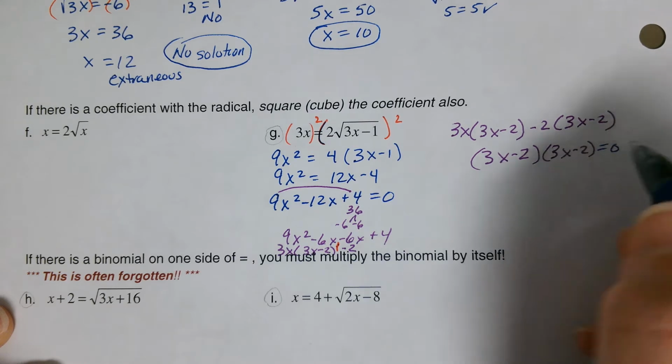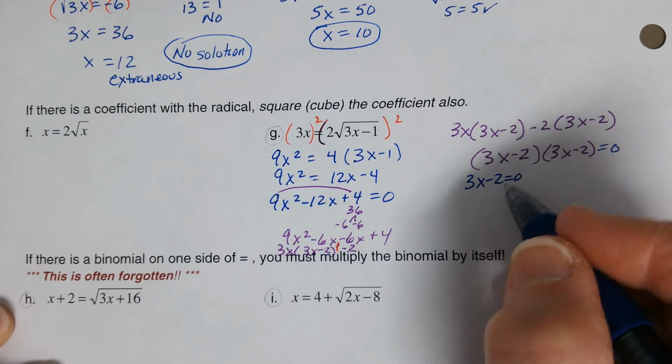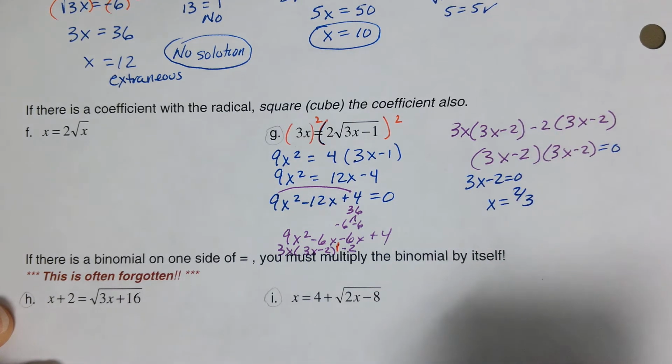Equals 0. Set each equal to 0. We don't have to write it twice. Add 2, divide by 3. X equals 2/3. Does that check?